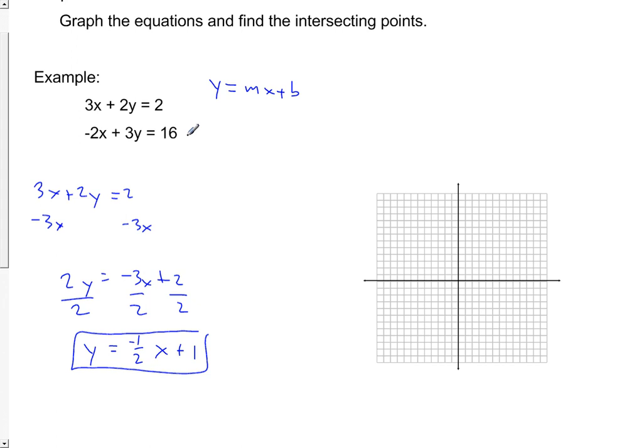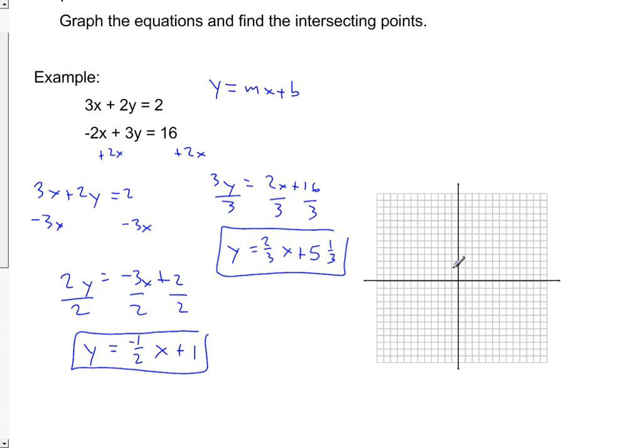When I take this other equation, I'm going to add 2x to both sides. I get 3y equals 2x plus 16. I'm going to divide by 3, and I get y equals 2/3 x plus 16/3, which is 5 1/3. Now I have that equation ready to graph. So I'm going to go up here to 1. I'm going to graph this first equation right here.